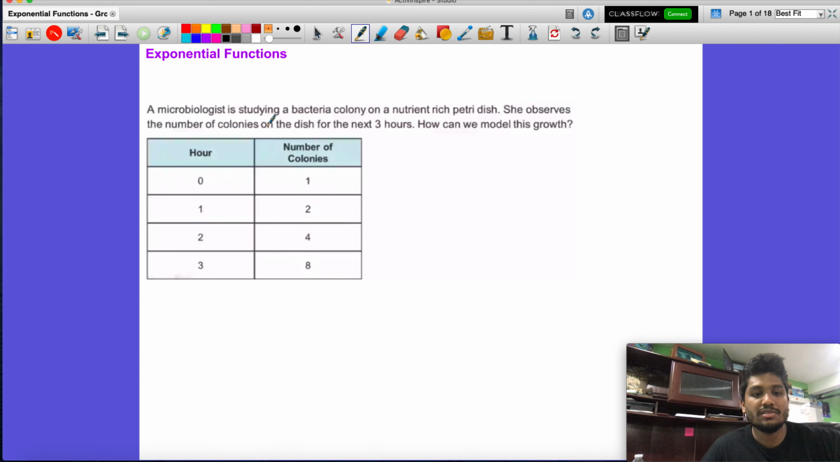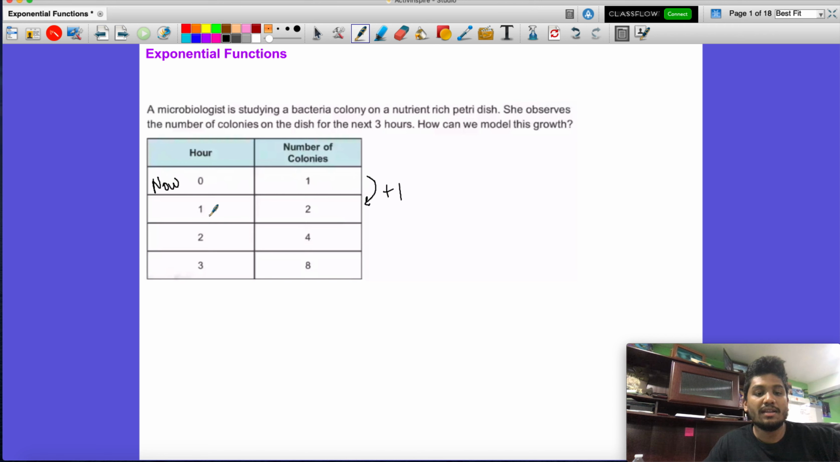At 0 hours, this literally means right now. Okay, there is just one colony. So that means that at the beginning, when she first started this, there's just one colony. After 1 hour has passed, there's two colonies, right? So what's the increase from one to two? Well, it's just plus one.